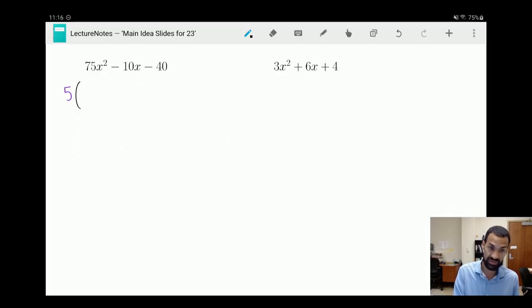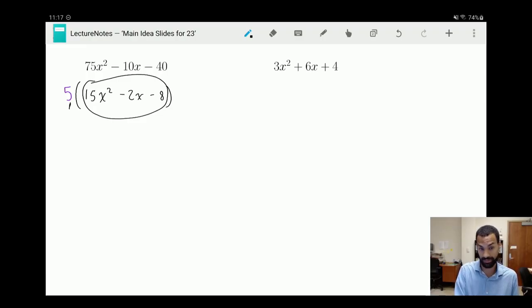So if I divided 75x squared by 5, I would get 15, right? So 15x squared. Negative 10x divided by 5 is negative 2x. And negative 40 divided by 5 is negative 8. So I have 5 times 15x squared minus 2x minus 8. I'm going to focus on factoring this now, keeping in mind that this 5 is still going to be there, okay? So I'm going to factor the inside part, but I'm going to keep that 5 on the outside.